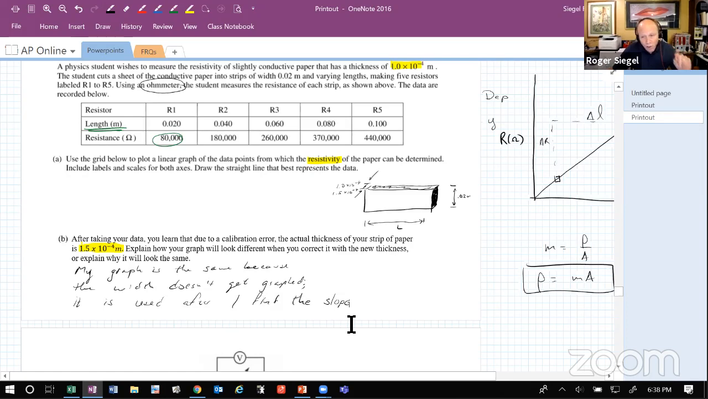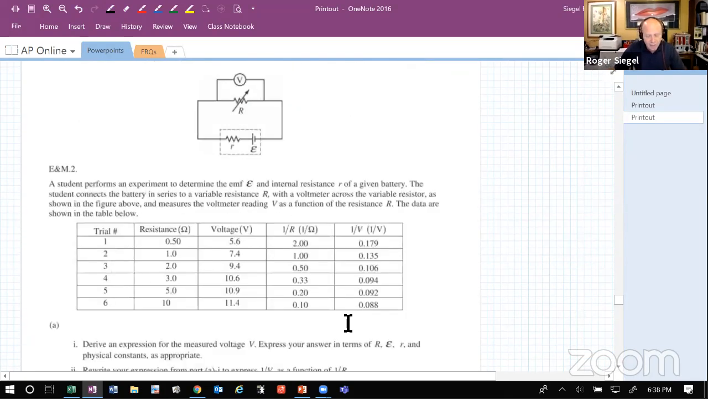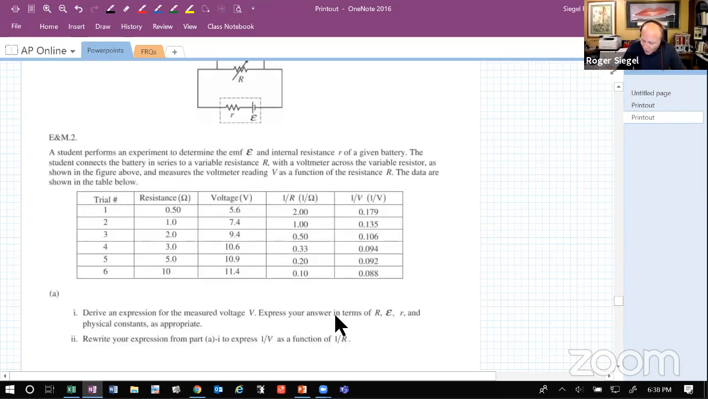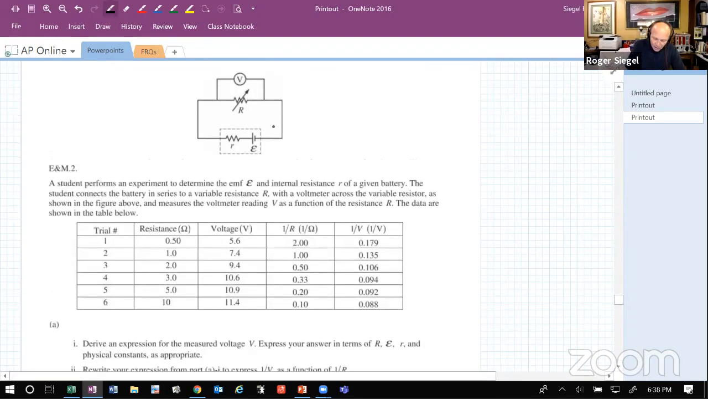Let's take a look at one more and then we'll set you loose. It's Friday night. I'm going to get places to go and things to do. All right, so we've got this other problem here.